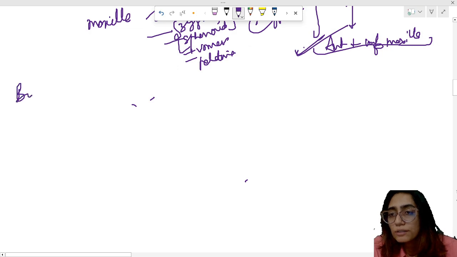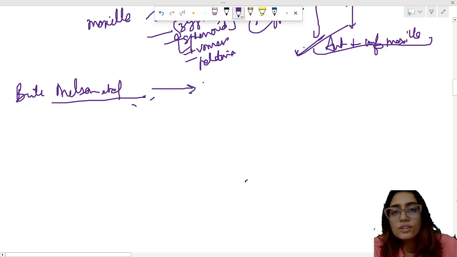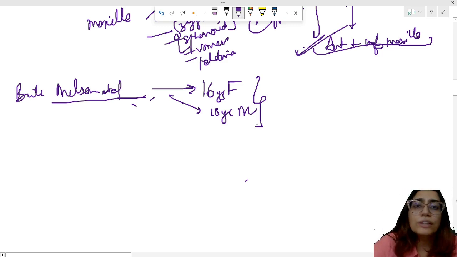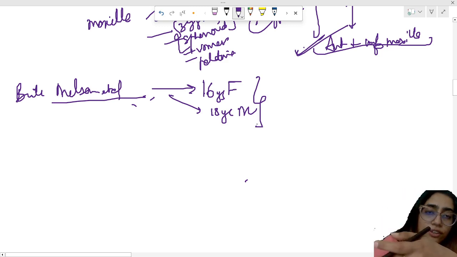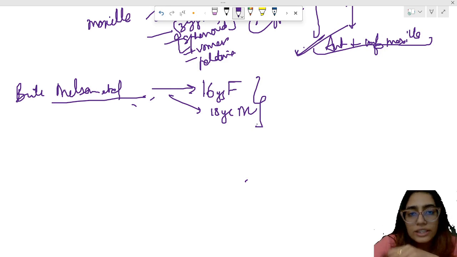So according to Bertie Malson et al., the age for ossification of the mid-palatine suture, for females it is 16 years and for male it is 18 years, right? So beyond this, any manipulation of the suture will lead to dentoalveolar effects as opposed to the desired skeletal effects that might be required in the case.